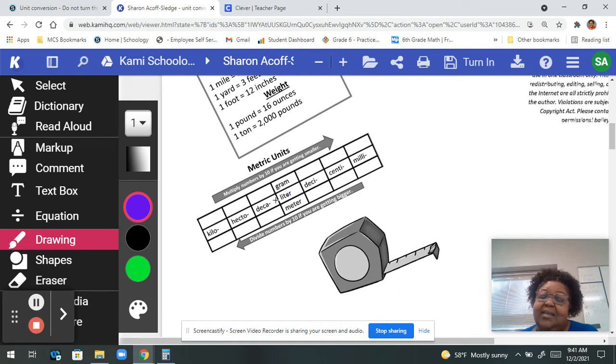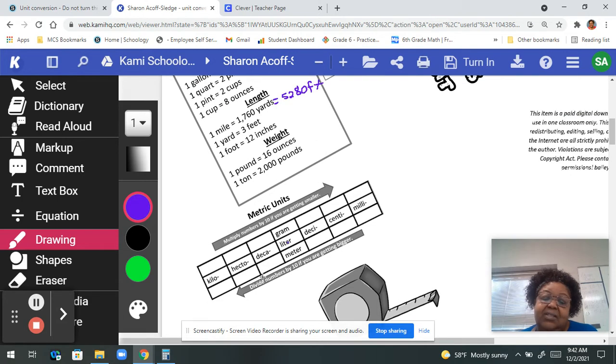Metric system only has liters and different prefixes. So you can do a milliliter, kiloliter, deciliter. I've only really heard of milliliter, pretty much, or liter. Gram is what they use to measure weight. So you can have a kilogram, a centigram, a milligram. And meter is their only measurement of length.